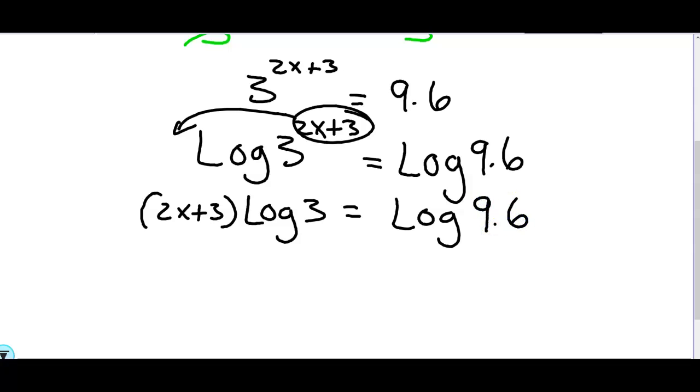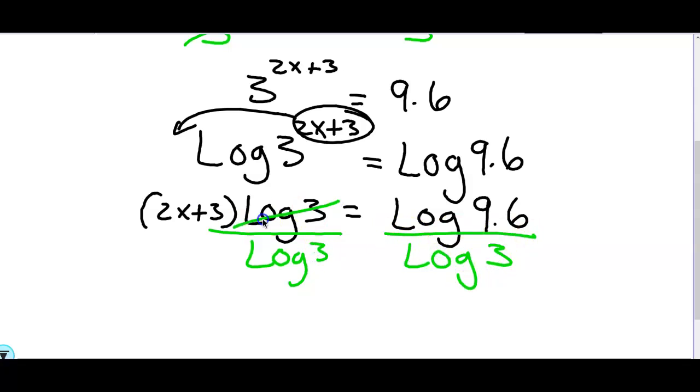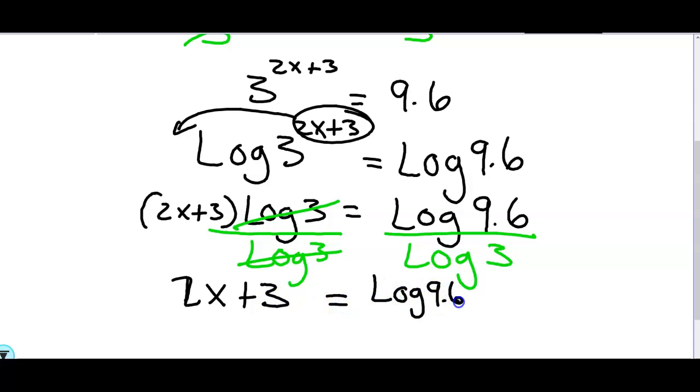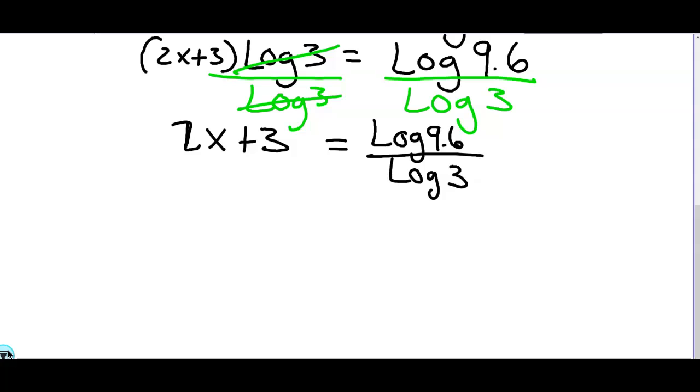Good. Seth, what's next? You want to get rid of the log 3? Good. We divide to get rid of the log 3, right? I think that's how I'm supposed to do that. I'll find out when Bailey gets to where I am. I'm kind of ahead of you. Okay, so we're going to use our calculator for the rest of that there.